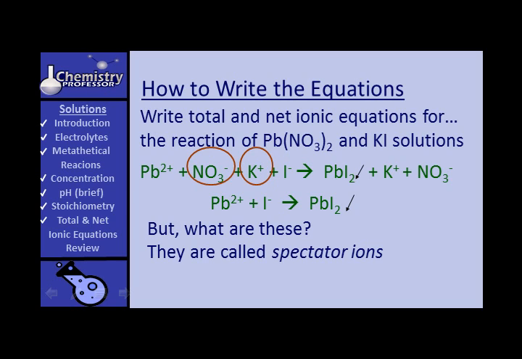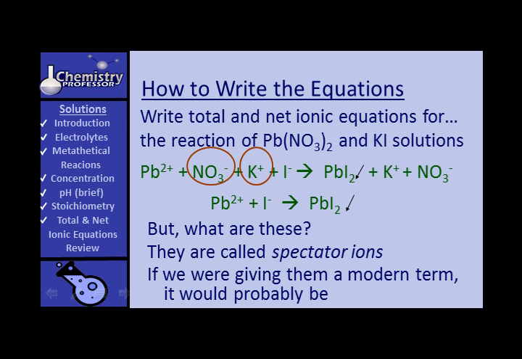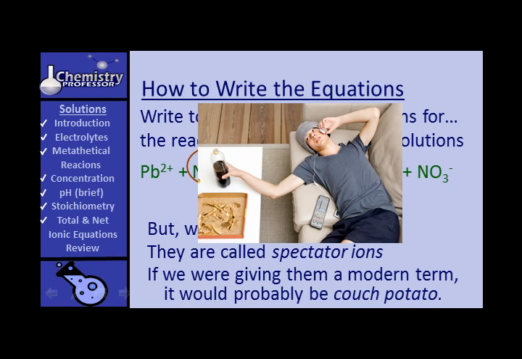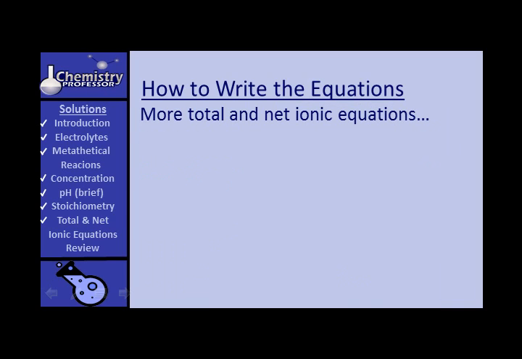But what are they? Well, they are called spectator ions. I guess if we were going to give them a modern term, we would call them couch potatoes because they kind of sit around doing nothing. Except, I suppose if you put electrodes in there, they would conduct an electrical current. Well, let's look at some more total and net ionic equations.